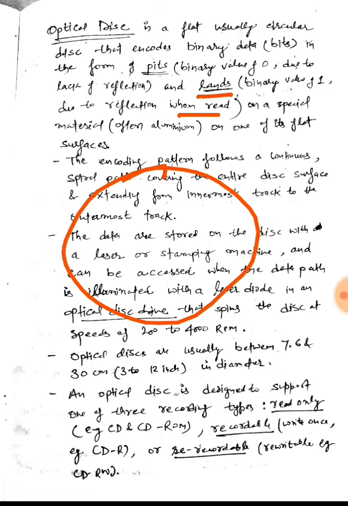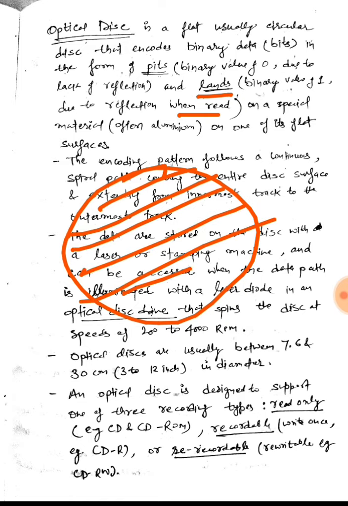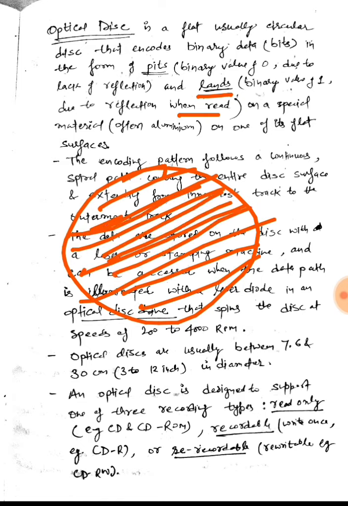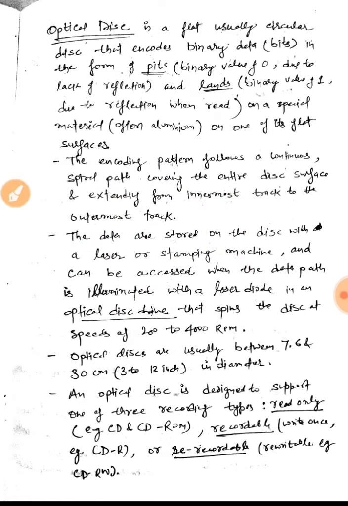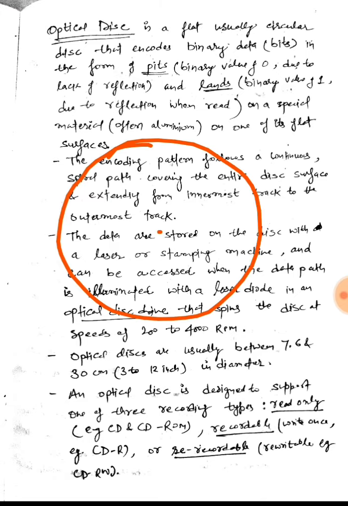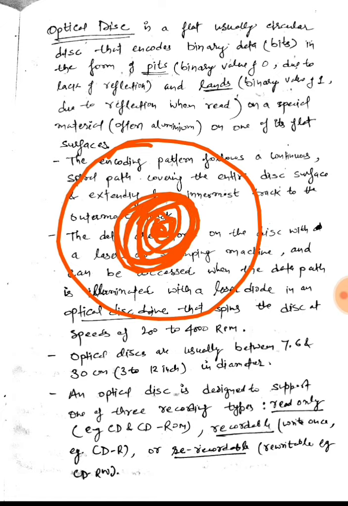So you might have seen that the optical disc has a coating of aluminium on its surface, on which our data is stored. So the encoding pattern follows a continuous spiral path covering the entire disk surface and extending from the innermost track to the outermost track. So in this case also, data starts from the center, and as we go away from the center, we could see how much space is covered by the data, and this is our empty space.